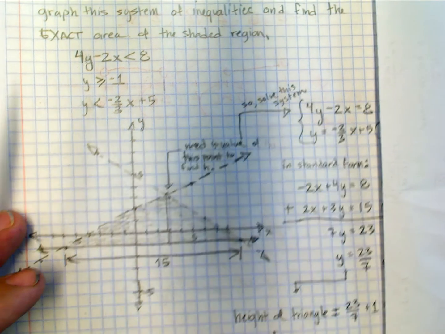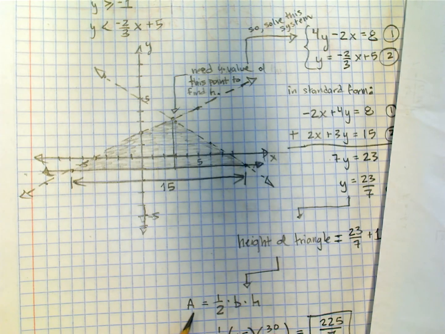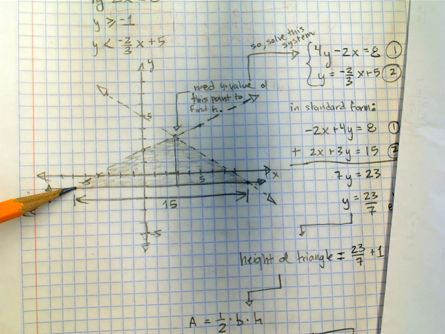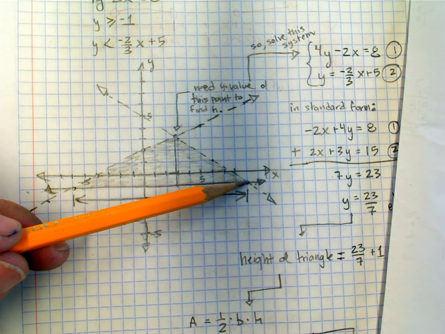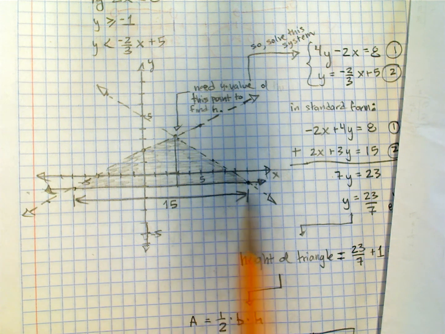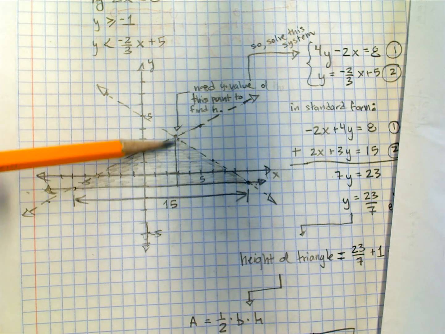To find the area of a triangle, we know it's one half the base times the height, or base times height divided by 2 if you like. I graphed carefully enough to notice that these points of intersection happen right along very nice integer values. So I can count the boxes and know that the base of this is 15. That helps me out. I know the base now. I just need to figure out the height.